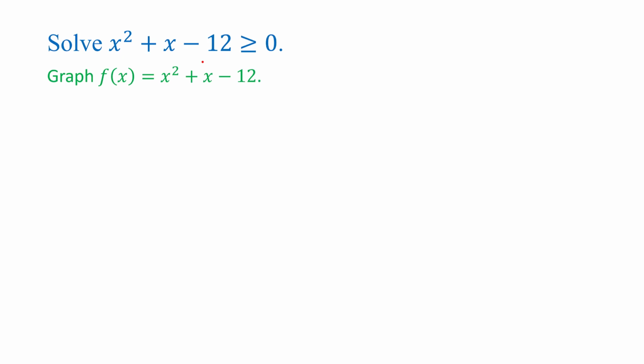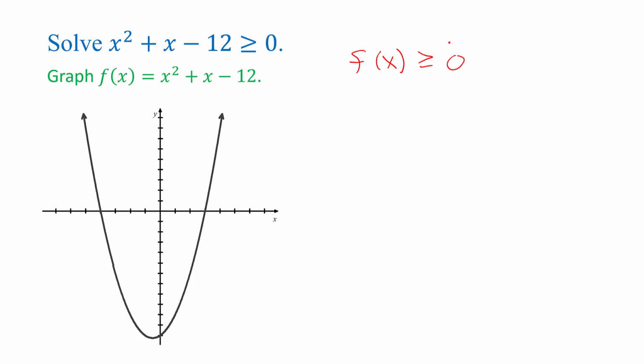So I have f of x equals x squared plus x minus 12. And then what I'm going to be trying to find is where f of x is greater than or equal to 0. So if I graph y equals f of x, which you've had some practice graphing quadratic functions, it will look like so. You can see the graph of y equals f of x has x-intercepts of -4 and 3.